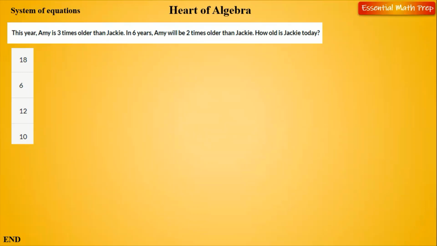So before we look at the choices, let's look at the problem. This year, Amy is 3 years older than Jackie. In 6 years, Amy will be 2 times older than Jackie. Okay, how old is Jackie today? So first, let's write the names, Jackie and Amy. Let's write today. Now, I am going to take Jackie to be, say, 12 years today. If Jackie is 12 today, what is Amy's age?